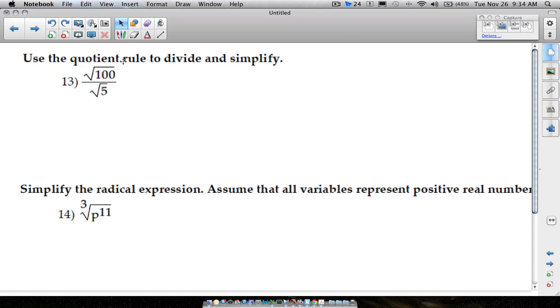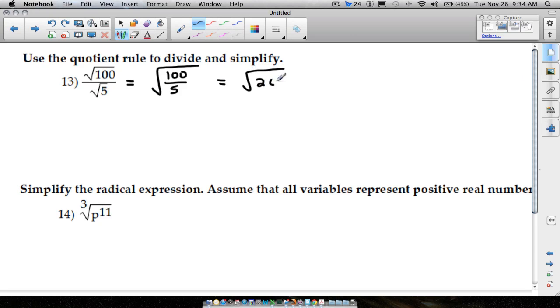Number 13, use the quotient rule to divide and simplify. We can write this all as one house. So I'm going to do that just to remind you that as long as these indexes are the same, square root, you can put it inside of one big house. Therefore, we have the square root of 20. And now we want to simplify this.